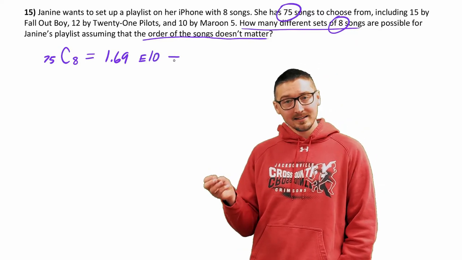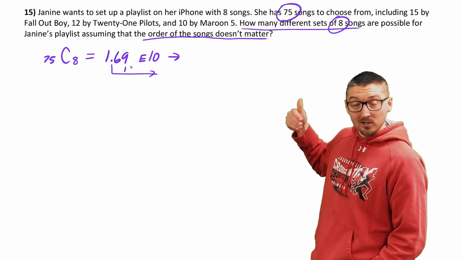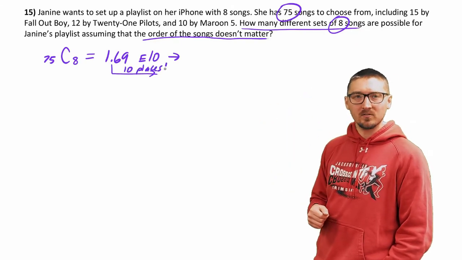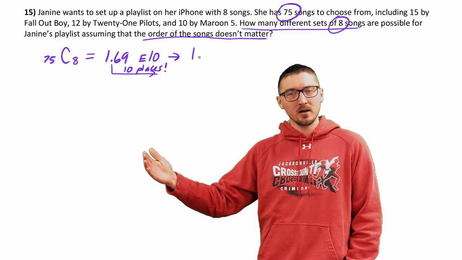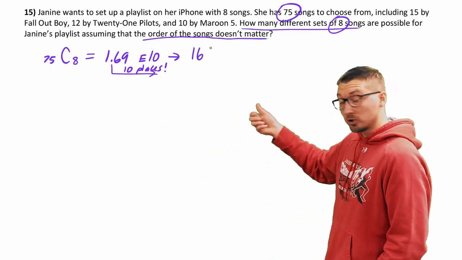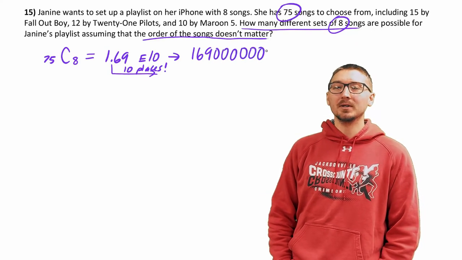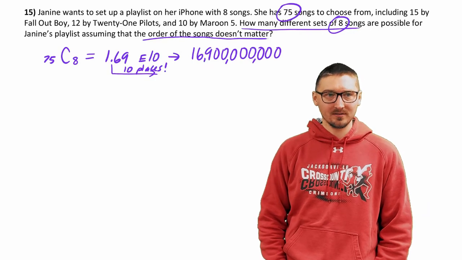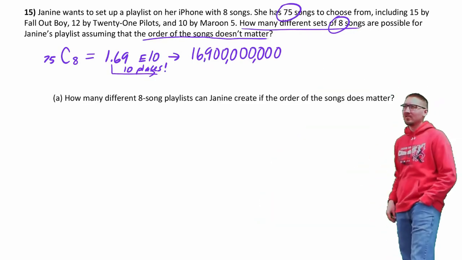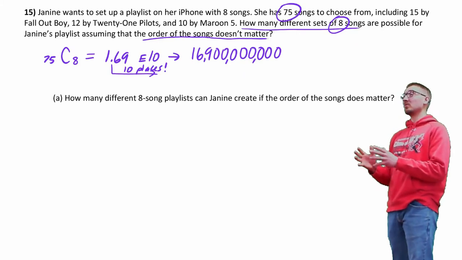Now what that E10 says is that you need to move that decimal place 10 spots to the right, because it's a positive. If you had an E with a negative number, you'd move it to the left and make it a smaller amount. So this number of options should be big. That's 16 billion different possibilities. That's outrageous.